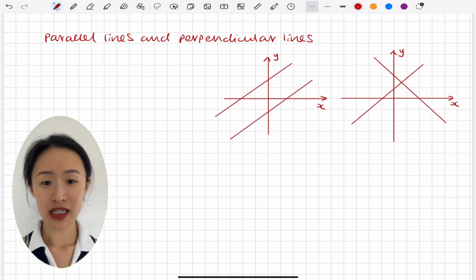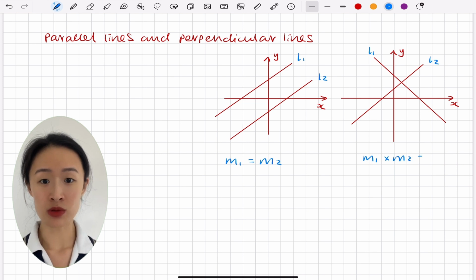So now let's look at parallel lines and perpendicular lines. What's special about the gradient? As you can see here, I have lines L1 and L2. If they are parallel, their gradients are the same. And if they are perpendicular, their gradients are negative reciprocals: m1 times m2 equals -1.